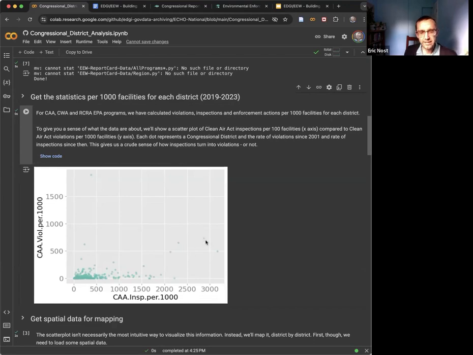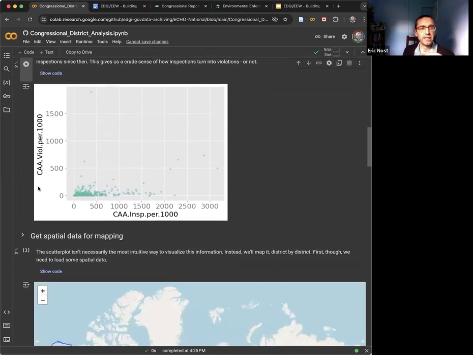So for instance, this dot out here, this district, we see nearly 3,000 inspections over the past 5 years per 1,000 facilities. So a lot of inspections being done, and maybe 750 violations per 1,000 facilities over the past 5 years. So, a lot of inspections being done, a lot of violations being found. This really gives us a kind of sense of how inspections are turning into violations or not.